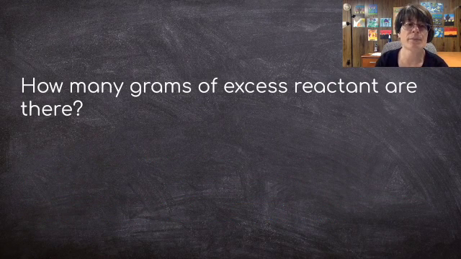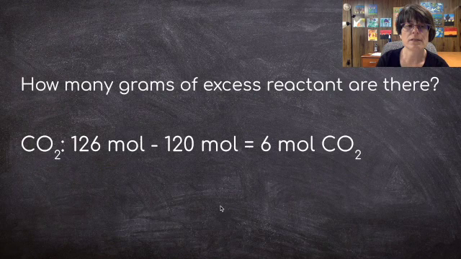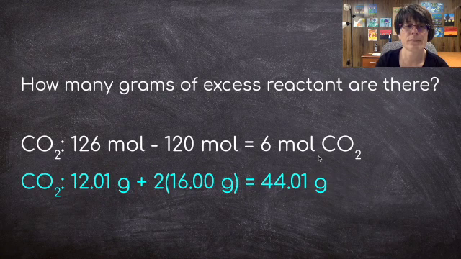So another question that might follow is, how many grams of excess reactant are there? Well, to know how much excess there is, we subtract 120 moles from 126 moles, and we get 6 moles of carbon dioxide. And I realize I forgot to put this in blue, but you should write that down. So the carbon dioxide, we need to know now the molar mass so that we can convert from moles to the mass. So 12.01 grams plus 2 times 16 grams, which is for the oxygen, is 44.01 grams.